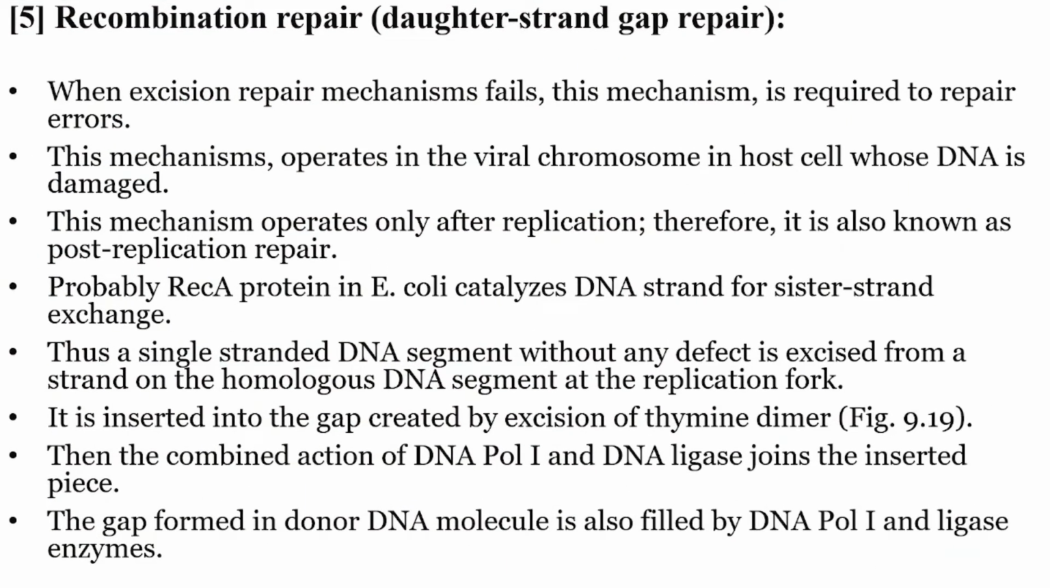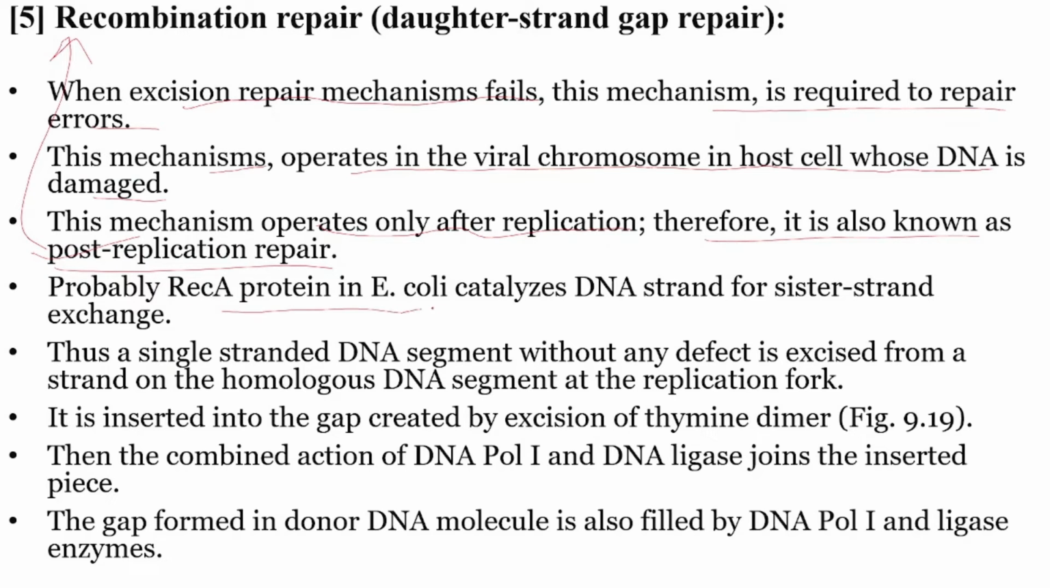Then the next one is recombination repair, that is daughter strand gap repair. When excision repair mechanisms fail, this mechanism is required to repair errors. This mechanism operates in the viral chromosome in a host cell whose DNA is damaged. It operates only after replication. Therefore, it is also known as post-replication repair. Remember this term.